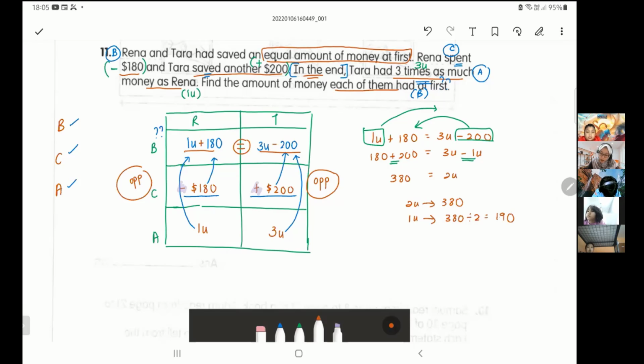Then I want to find how much money they have at first. So either you go and find this one or you go and find this one. I want to do this because it's easier. So it's 1 unit plus 180. And 1 unit is 190 plus 180 equals to 370. How much do they have at first? $370. That's my answer. Okay.